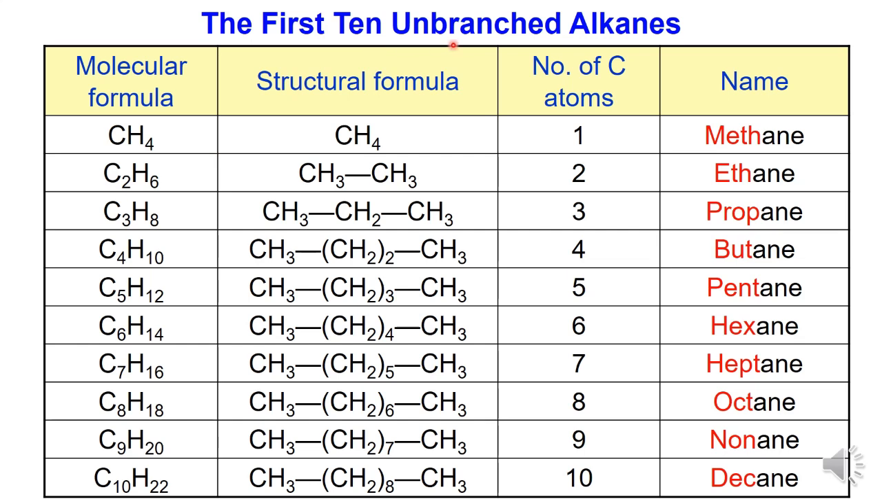The first 10 unbranched alkanes, or straight chain alkanes, based on the general formula of alkanes CnH2n+2, start from 1 carbon. The molecular formula is CH4, until 10 carbon, the molecular formula is C10H22. The number of carbon is 1, the name of alkane is called methane. 2 carbon is called ethane. 3 carbon propane. 4 carbon butane. 5 carbon pentane, 6 carbon hexane, 7 carbon heptane, 8 carbon octane, 9 carbon nonane, 10 carbon decane.